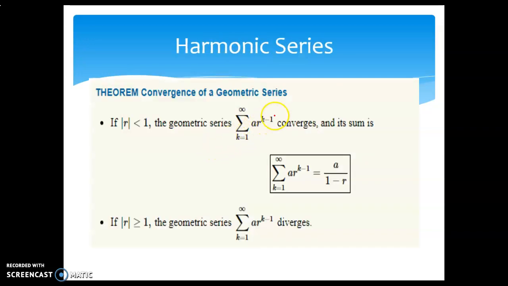So, the geometric series has this type of formula. Here I have a, which is basically a real number, and then I have r. R here is between 1 and -1. If r is between 1 and -1, this formula is true. But if r is greater than 1, then this formula cannot be used. That means the geometric series diverges.